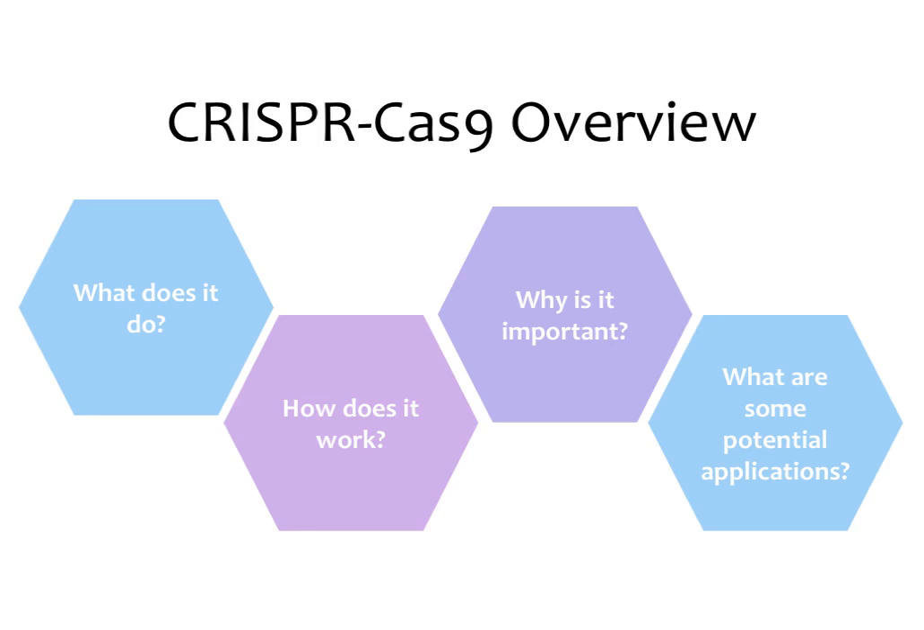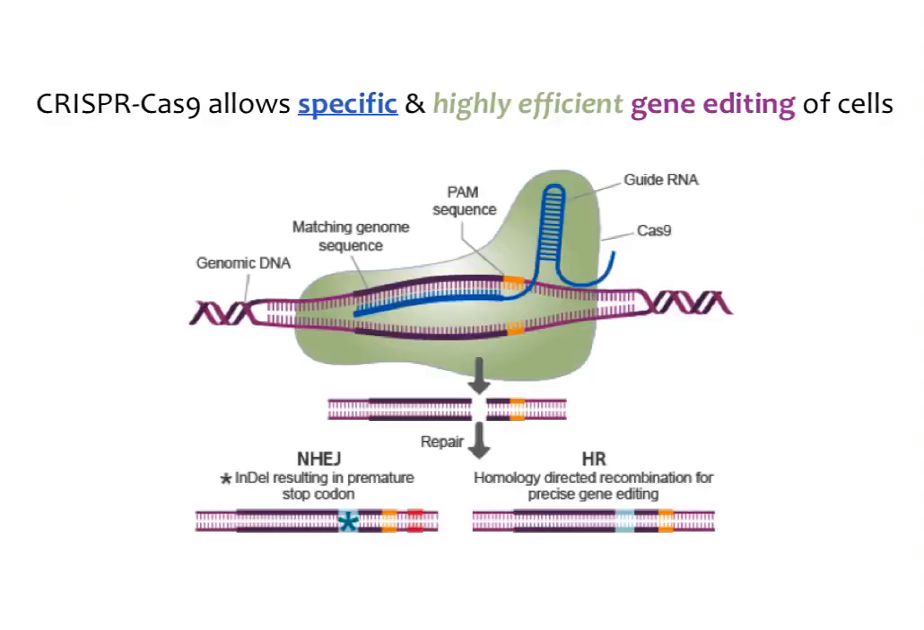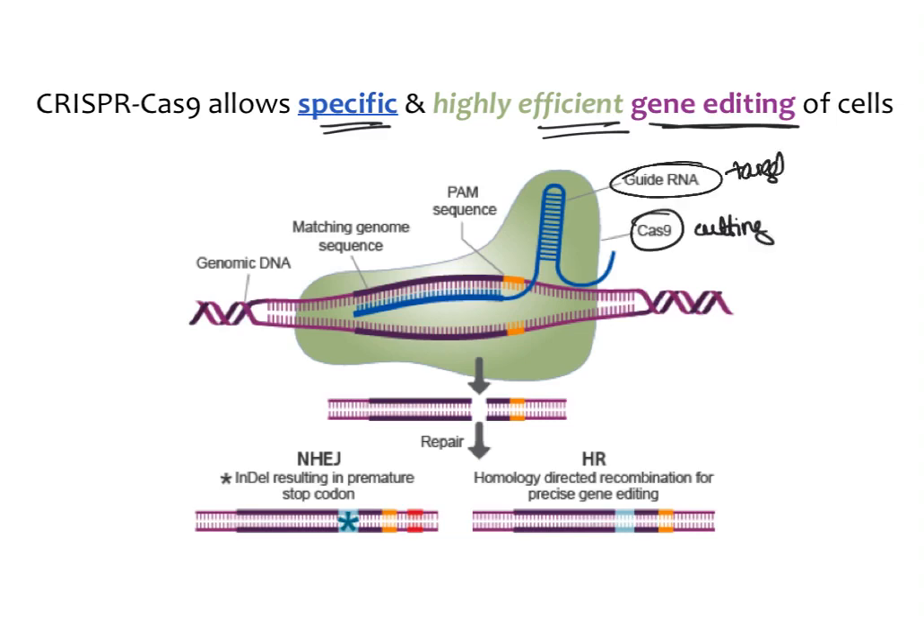So let's start with a simple overview of CRISPR-Cas9. Here I want to cover what CRISPR-Cas9 does, how it works, why it's so important, and what some of the potential applications are. First, let's talk about what it is. CRISPR-Cas9, this technology together, allows extremely specific and very efficient, so very quick, gene editing of cells. It's composed of two main pieces: a Cas9 enzyme, which is what allows it to cut, and a guide RNA that targets it to the genomic location.